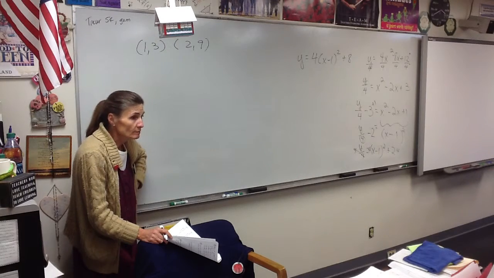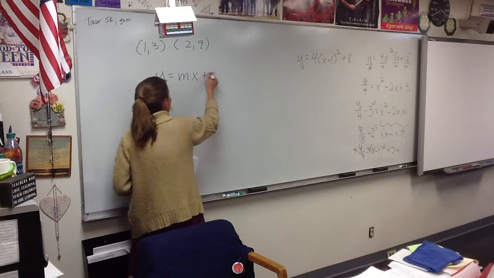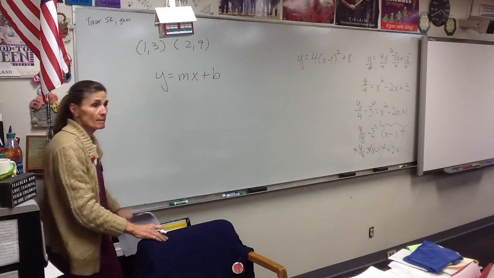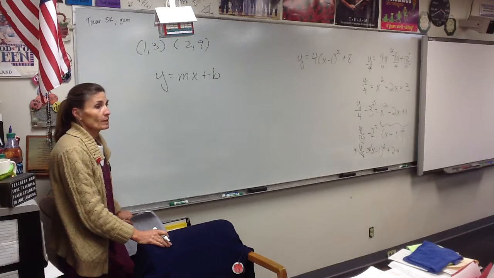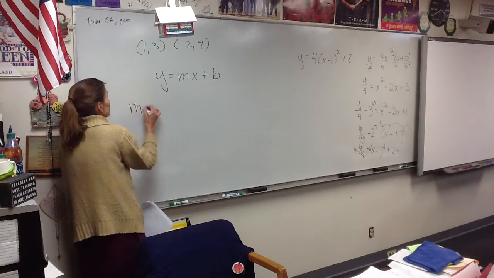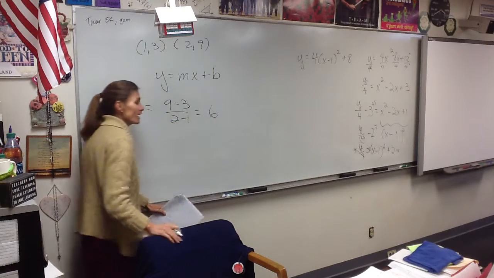What's a line look like in terms of an equation? Y equals mx plus b. So you are shooting for y equals mx plus b. So what do we need to figure out? M, slope. 9 minus 3 over 2 minus 1. I got 6.